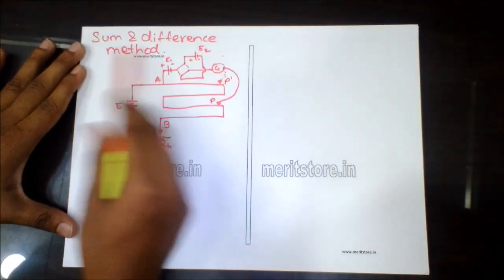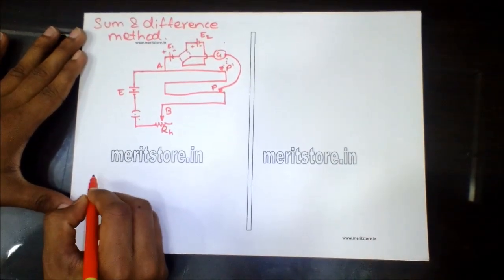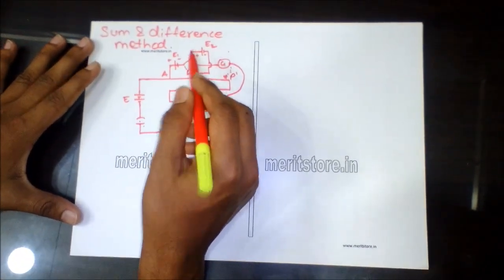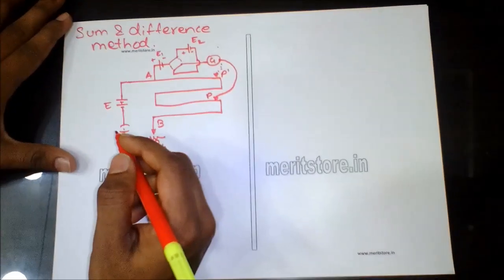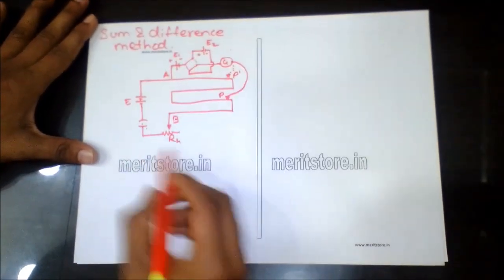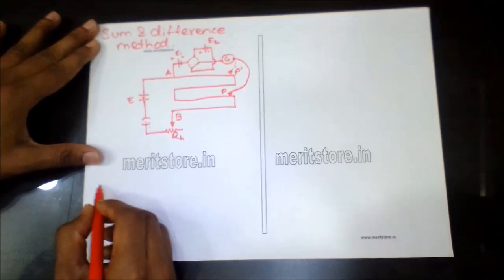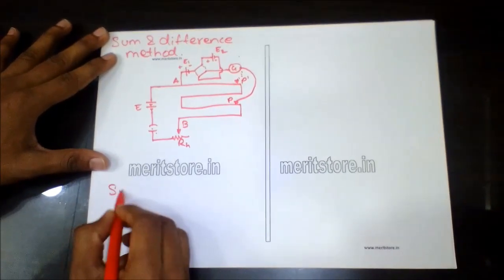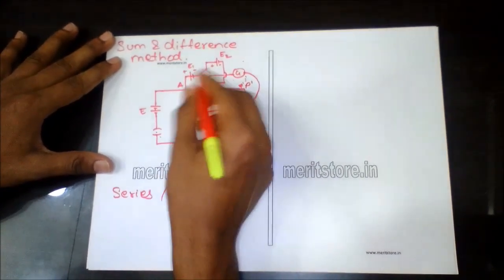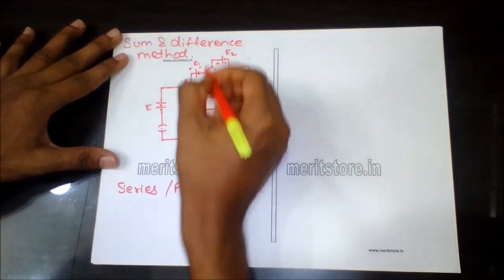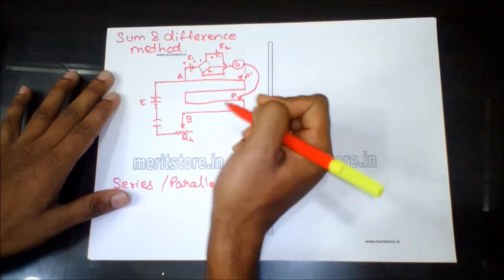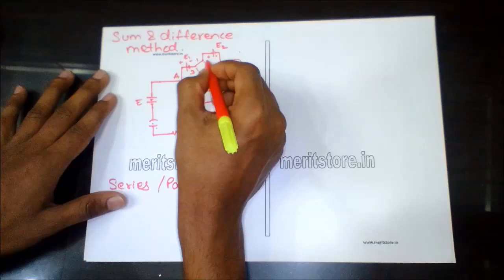Now let us look at the sum and difference method for comparing two EMFs. In this arrangement, the cells are arranged such that they can be chosen to be either in series or in parallel. When in series, arms 1 and 2 are connected, whereas for parallel arrangement, arms 3 and 4 are connected.